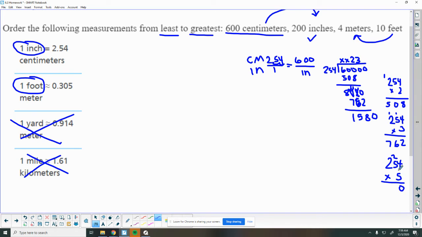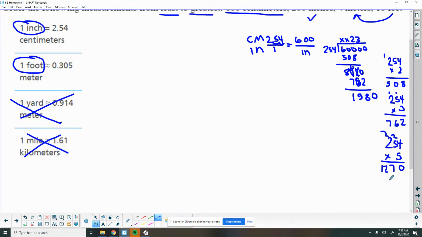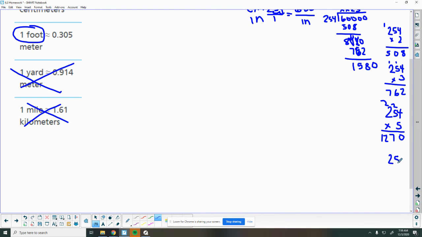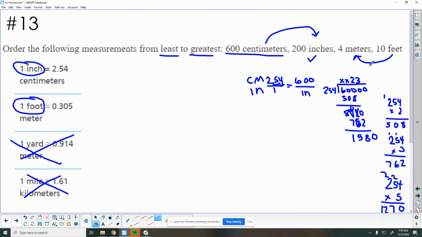So there's 20, 25, 26, 27, 10, 11, 12. Ooh, I'm thinking it can go in there another time. So let's try 254 times 6. Make sure you're doing these with me to practice. So there's 24 and 32, 12, 13, 14, 15, 15, 24. It can go in there 6 times.